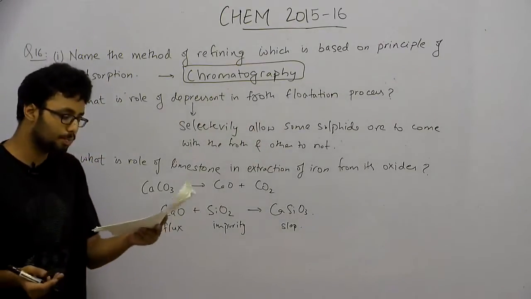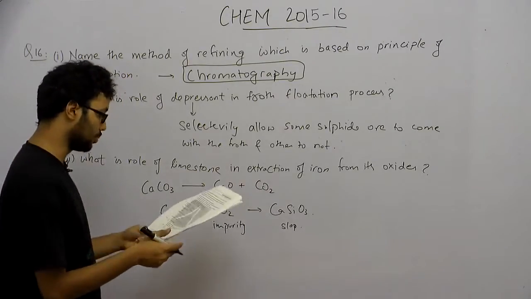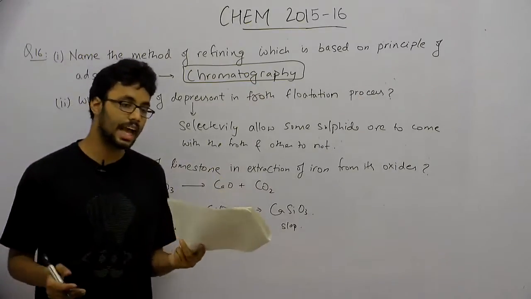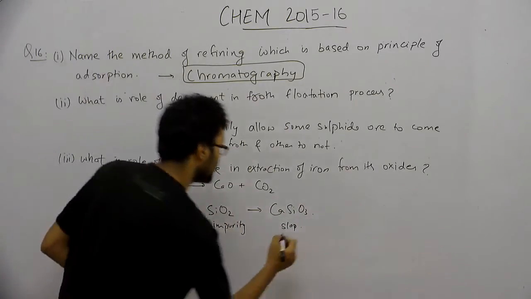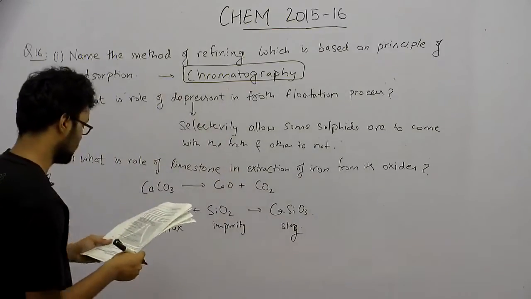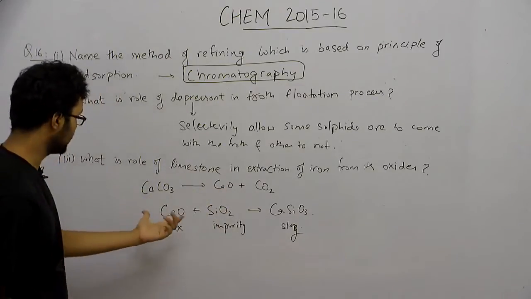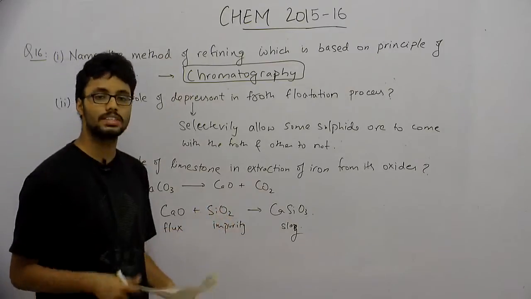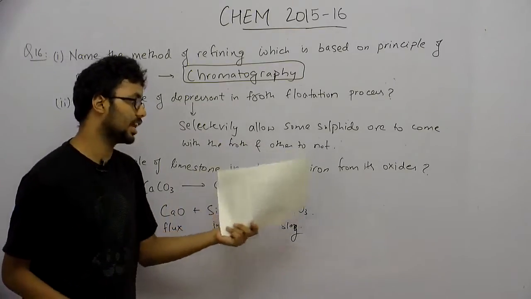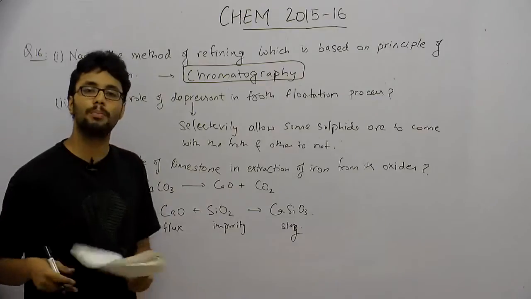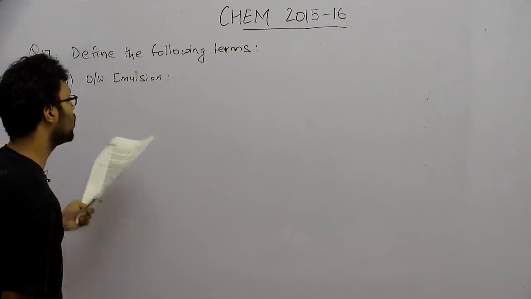So the limestone provides calcium oxide on decomposition. Calcium oxide works as a flux to remove the impurity of silica as slag. So the limestone on decomposition is providing calcium oxide which acts as flux for the impurity silica, and that forms slag. So actually limestone helps in the extraction of iron from its oxides by removing the impurity of silica. So the next question is, define the following terms. The first part is O/W emulsion.